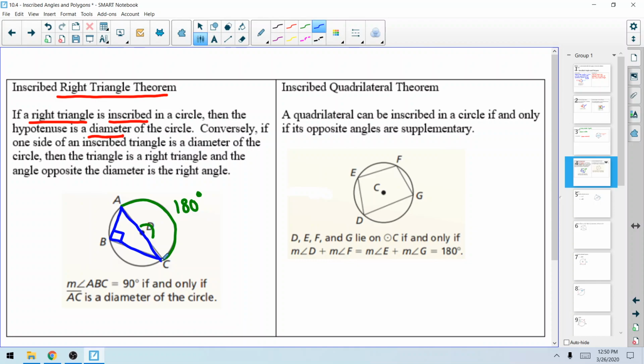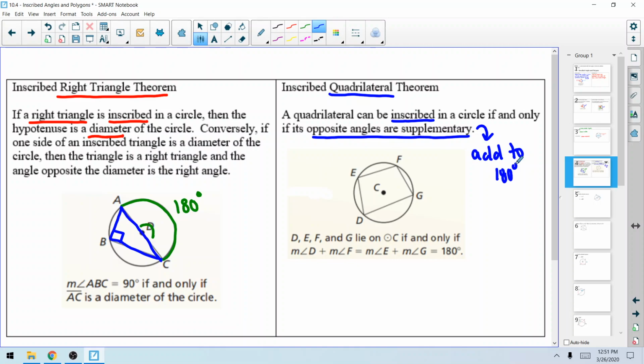Inscribed quadrilateral theorem. Okay, quadrilateral, a four-sided figure, versus we just did triangle, a three-sided figure. A quadrilateral can be inscribed, meaning on the inside of a circle, if and only if the opposite angles are supplementary. Do we remember what supplementary means? If not, make yourself a little note. Add to 180 degrees.